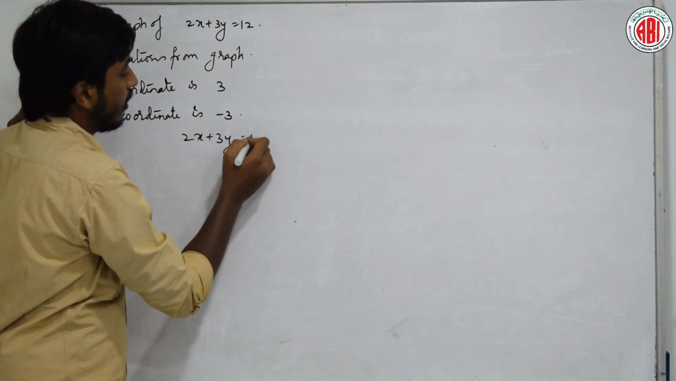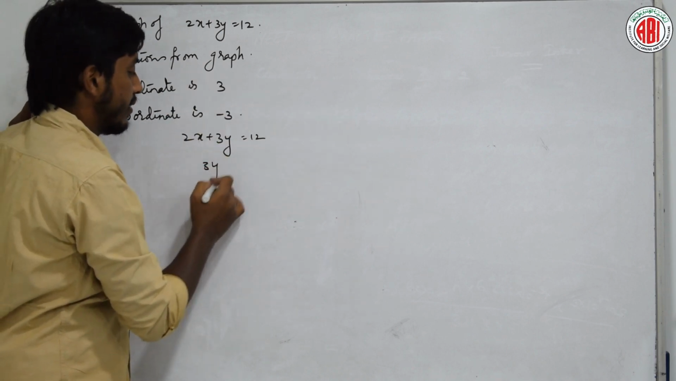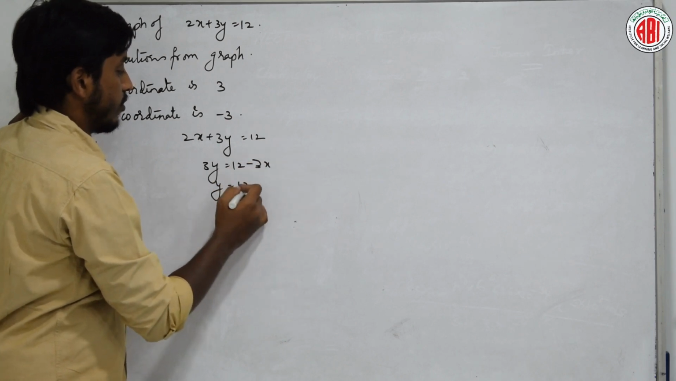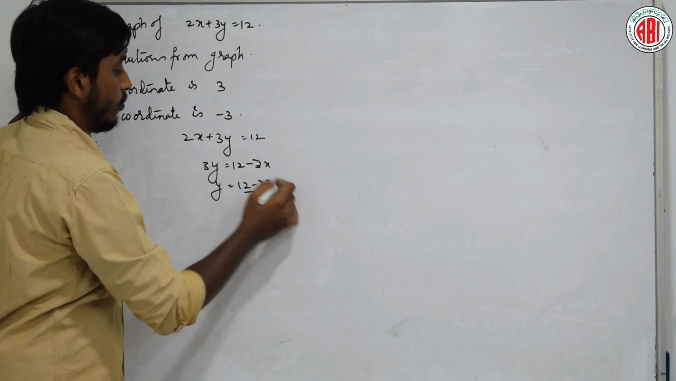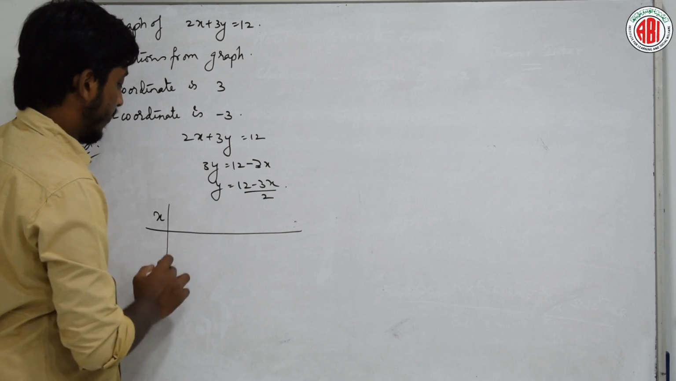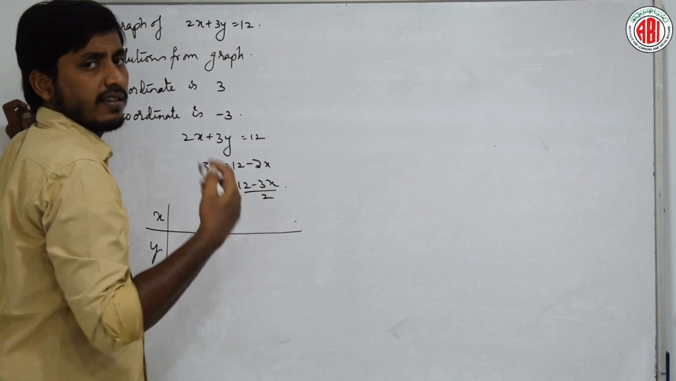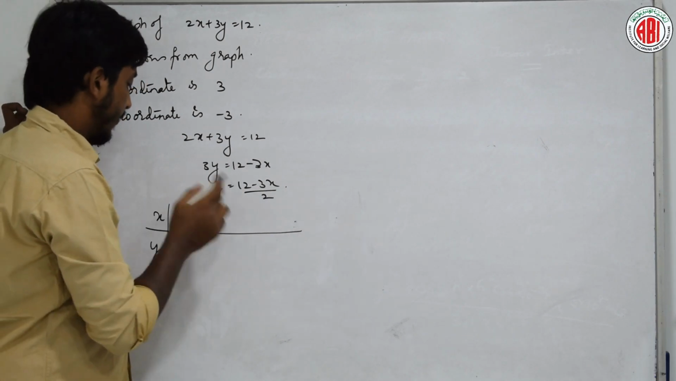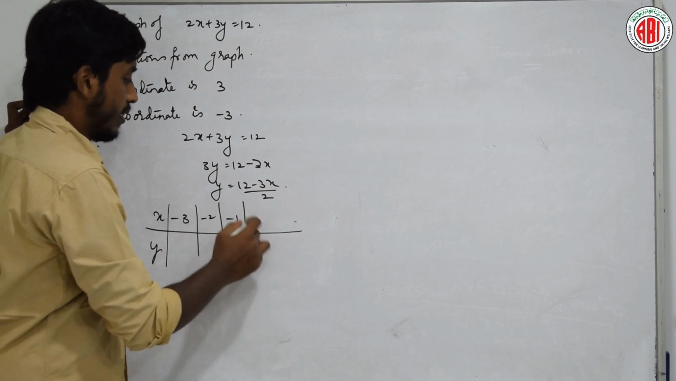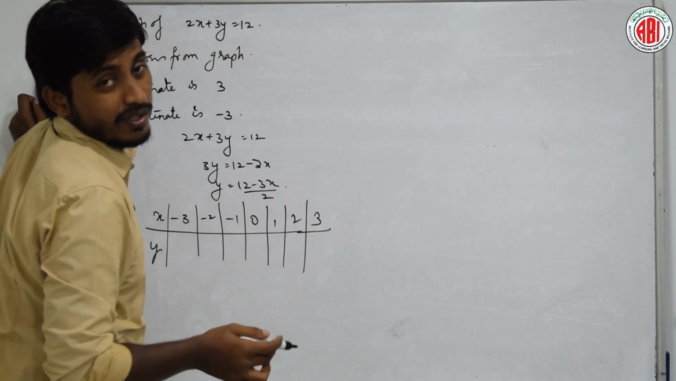We put one term on the left hand side and send the remaining to the right hand side. So y is equal to (12 minus 3x) by 2. Now I have to find the value of y for different values of x. Here they gave 3 and minus 3, so let us check for different values: minus 3, minus 2, minus 1, 0, 1, 2, 3. These are the minimum extremes which we can substitute.